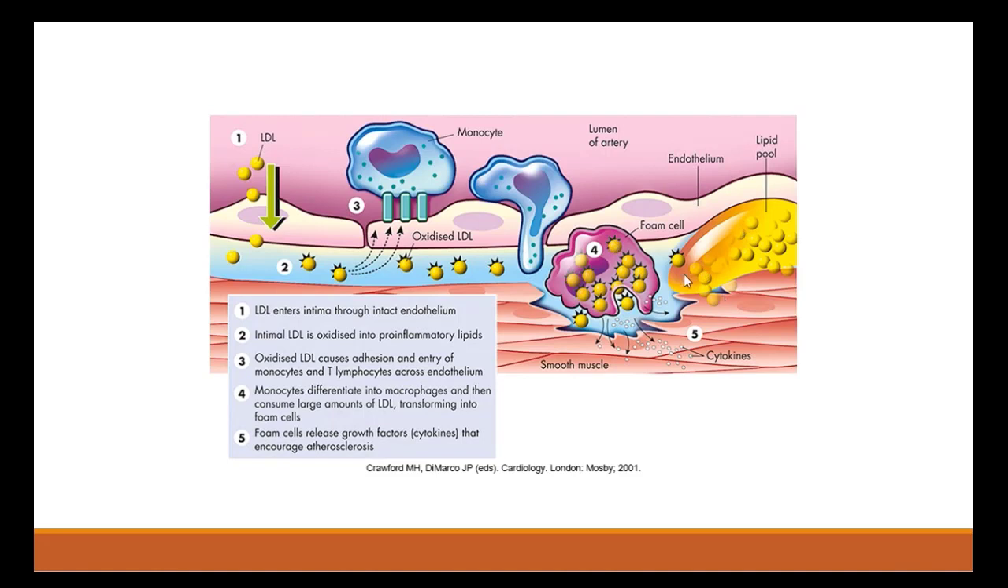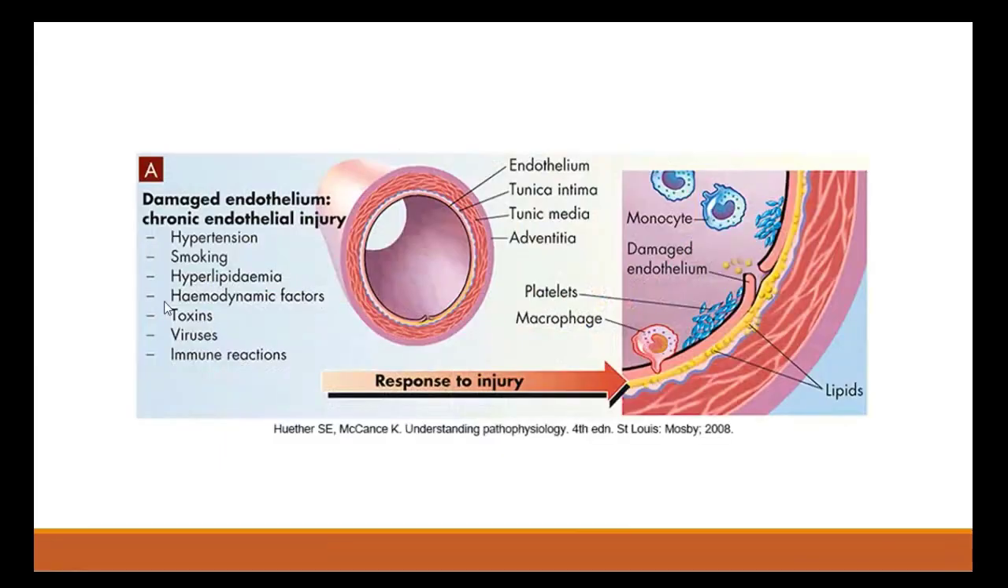After a while, when these foam cells are there, they release a lot of chemical factors or chemokines, which will then invite more inflammatory cells to come there. They will also cause proliferation of the smooth muscles. And these smooth muscles can then migrate and actually come into the lumen of the artery and form a cap over this plaque.